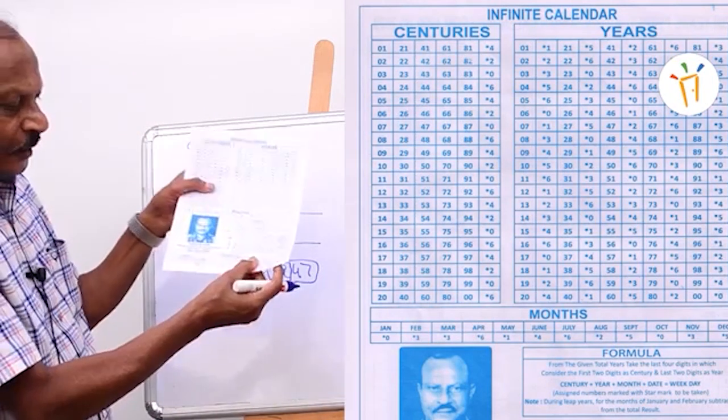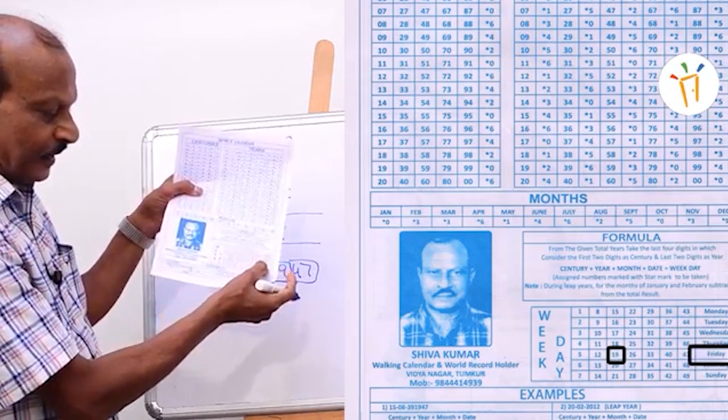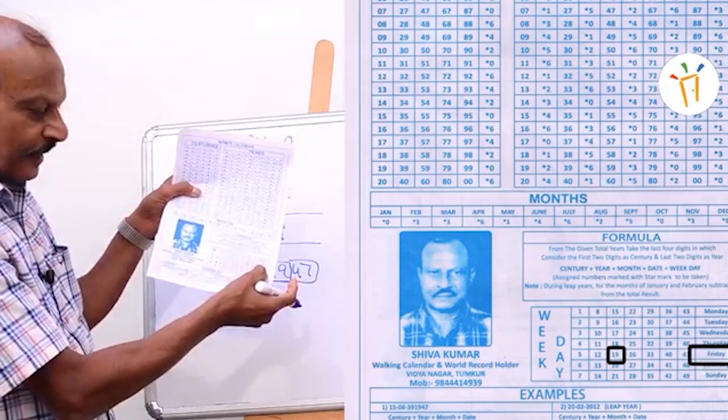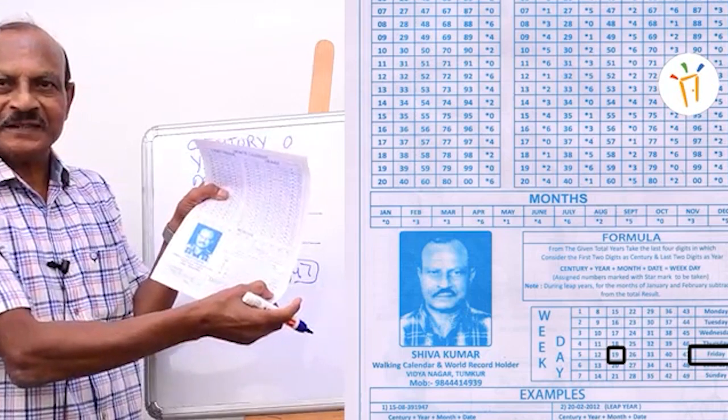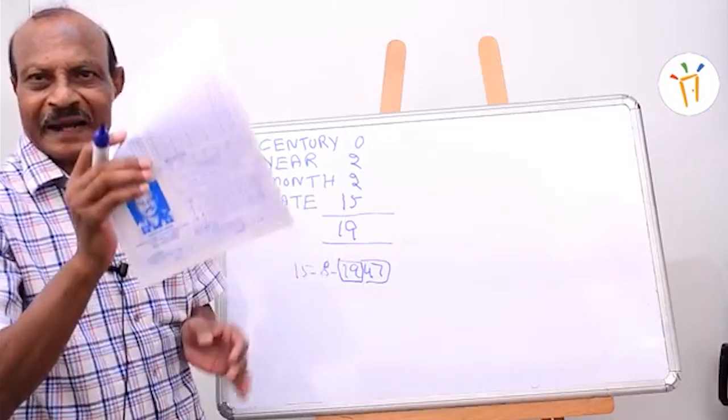From this table, you can see where 19 is. You see, 19 is here. Go straight towards the day. Here you can find Friday. So this is our Independence Day. Very simple thing to see from this calendar.